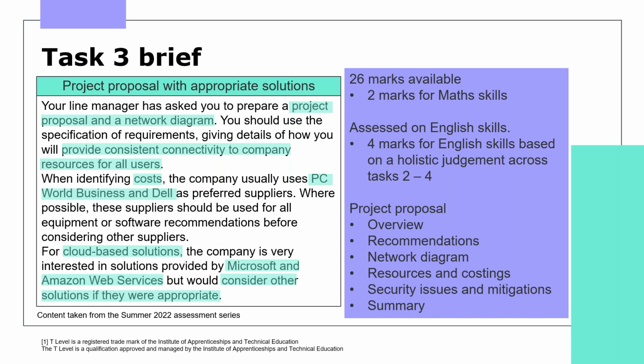Students should have some different sections to their project proposal to ensure they cover all the different elements. And one of those elements worth highlighting is the financial aspect for the solution that they're actually proposing, as there are 2 marks available in this task for demonstrating math skills. In other words, calculating the relevant costs for the proposed solution.